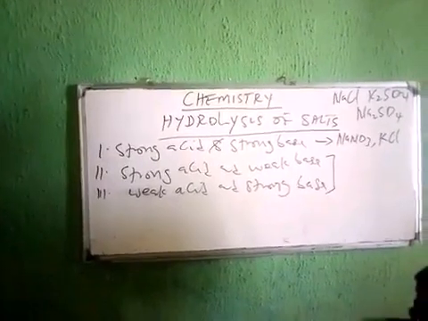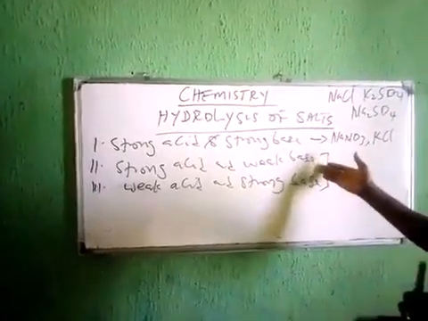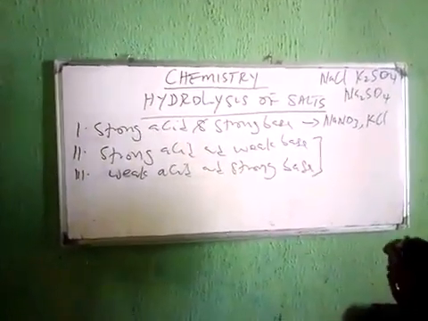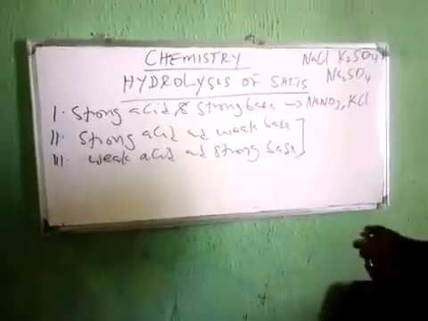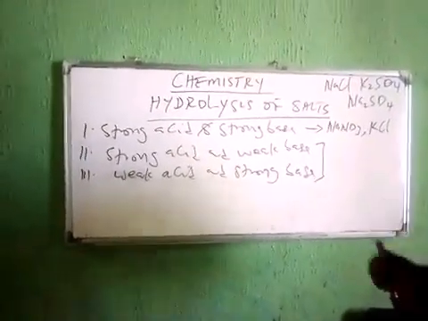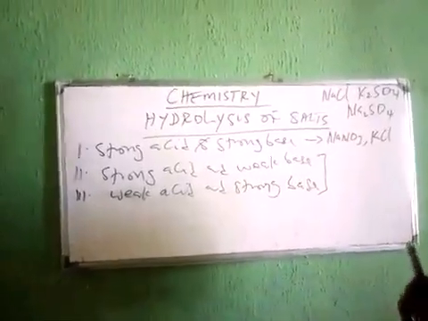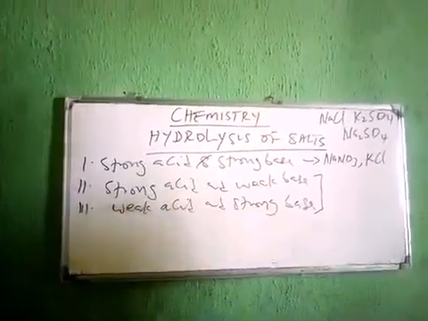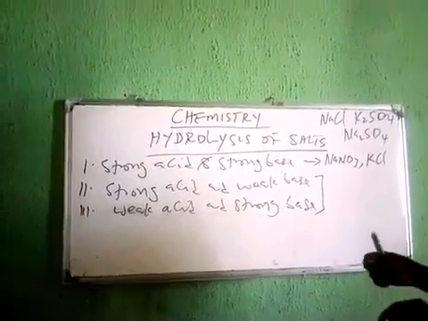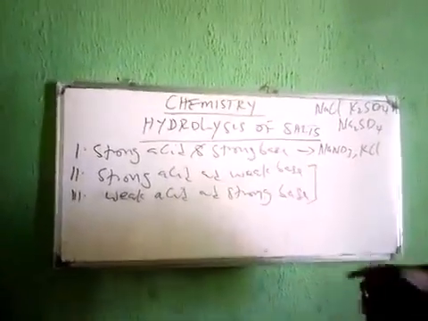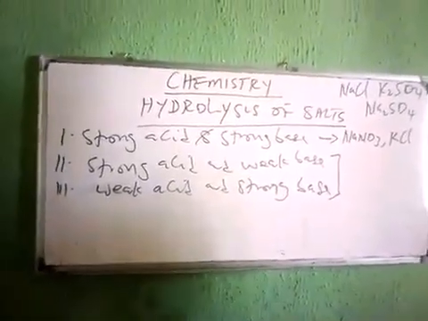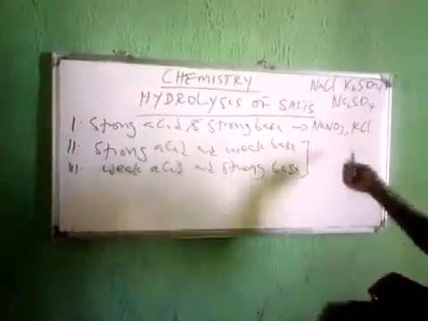Now, the effect of this is that when a salt formed from strong acid and weak base is dissolved in water, the solution of that salt tends to show some acidic property. The solution will have some acidic characteristics. It will turn blue litmus paper red and so on. Meaning the solution becomes acidic. The pH will be less than 7.